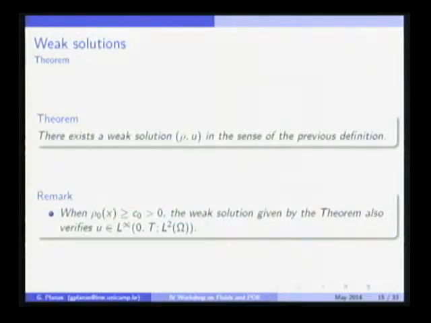Our theorem about existence of weak solution says there is at least one, in the sense of the previous definition. Of course, if rho 0 is strictly positive, then the weak solution will satisfy L infinity in L2 as usual. The proof is easy.